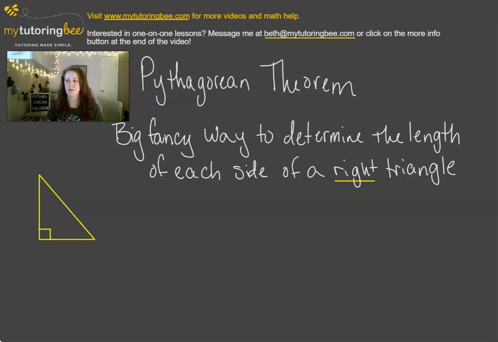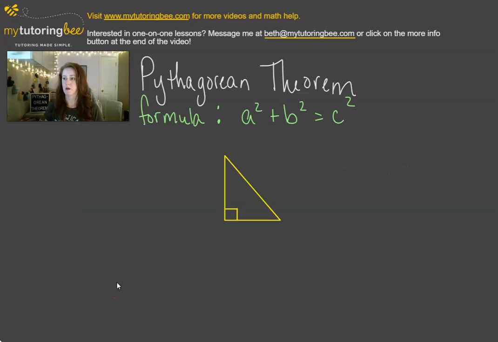So Pythagorean theorem is basically just a big fancy way to determine the length of each side of a right triangle. So this specifically has to do with right triangles. And a lot of times when we're dealing with Pythagorean theorem, we're given a right triangle, we're given this formula, a squared plus b squared equals c squared, and it's kind of confusing at first as to what all of that means. So I'd like to show you where all of these different variables go in relationship to the right triangle, and then we're going to start solving some right triangles after this.